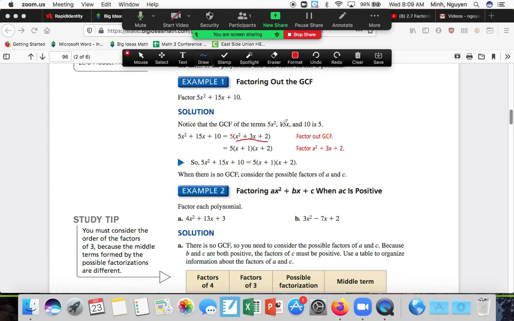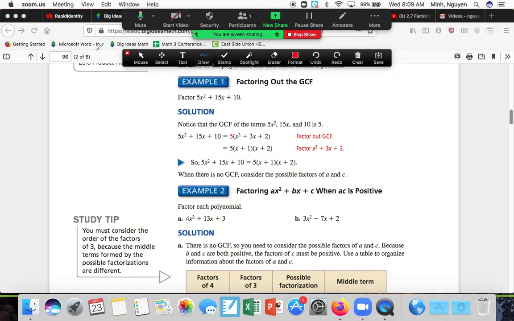It's like, what adds up to 3 and multiplies to 2? In this case, that's 1 and 2. So 5 times x plus 1 times x plus 2 gives us the factored form of 5x squared plus 15x plus 10. If you don't know why x squared plus 3x plus 2 turns into x plus 1 times x plus 2, you should probably go back and watch the video on the last section. But a reminder is that 1 plus 2 adds up to the middle term, 3, and multiplies 1 times 2 to the last term, c.